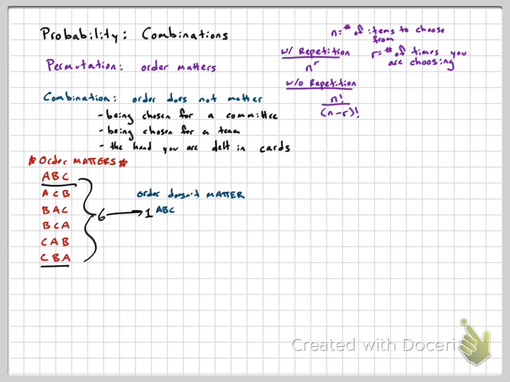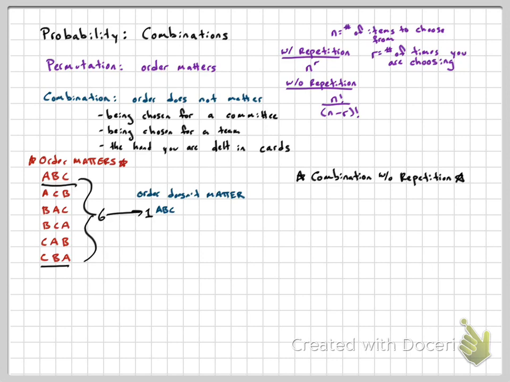And it's as simple as looking at this example right here. If order matters, there's 6 possible outcomes. If order doesn't matter, there's 1 possible outcome. So the number of combinations is always less than the number of permutations. So how do we adjust our formula for that? It's actually pretty simple. Now we're only going to do combinations without repetition.